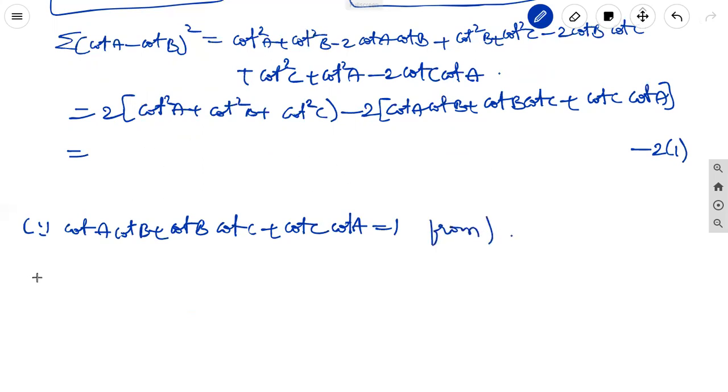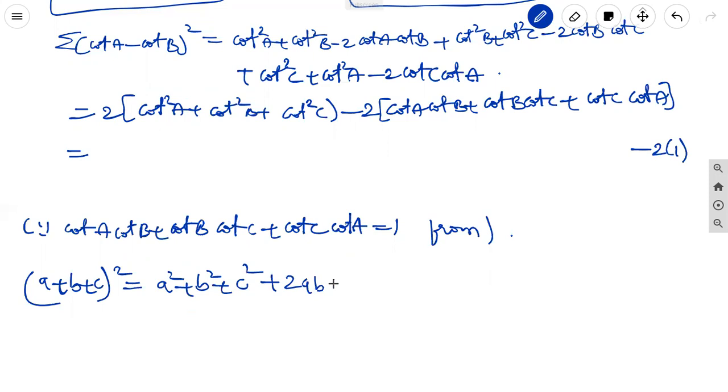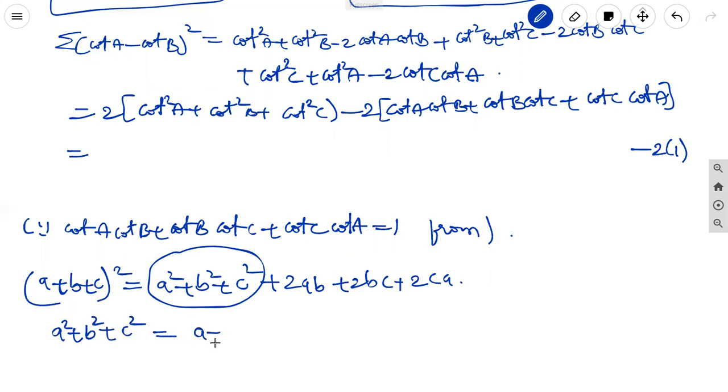Next, we have (A plus B plus C) whole square is equal to A square plus B square plus C square plus 2AB plus 2BC plus 2CA. We have A square plus B square plus C square terms here. We can write it as A square plus B square plus C square is equal to (A plus B plus C) whole square minus 2 into (AB plus BC plus CA).